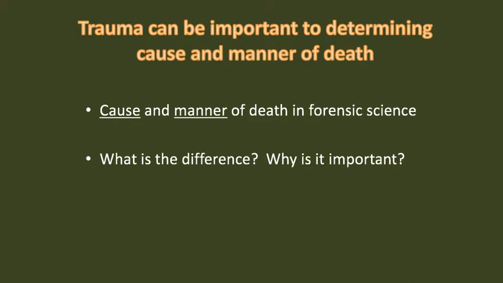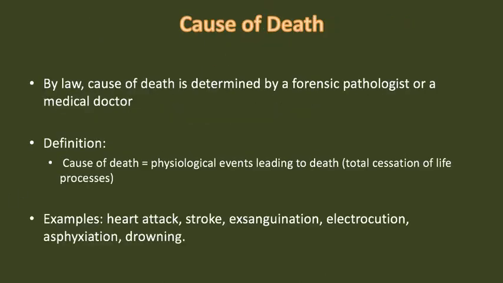Okay, so trauma can be important for determining both cause and manner of death. Cause and manner of death are two separate things. These have important differences, so we'll talk a little bit about cause of death first. By law, cause of death is determined by a forensic pathologist or a medical doctor. So a forensic anthropologist does not have the legal authority to determine cause of death. Now, they can find evidence of it and they can bring it to the attention of the pathologist, but legally it's a medical doctor or a forensic pathologist who determines cause of death.